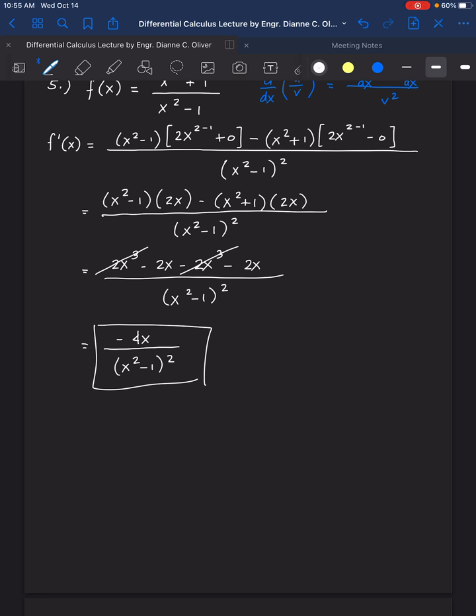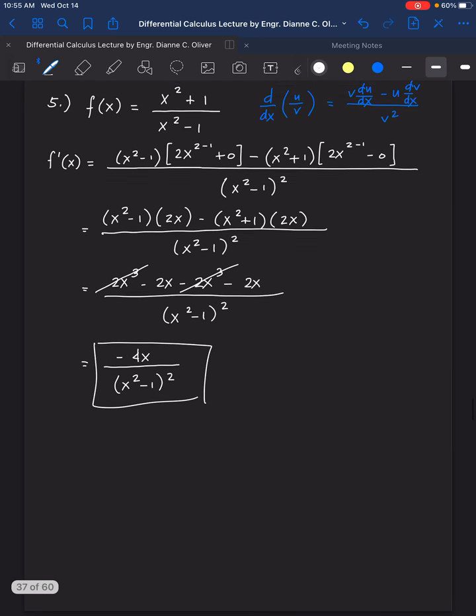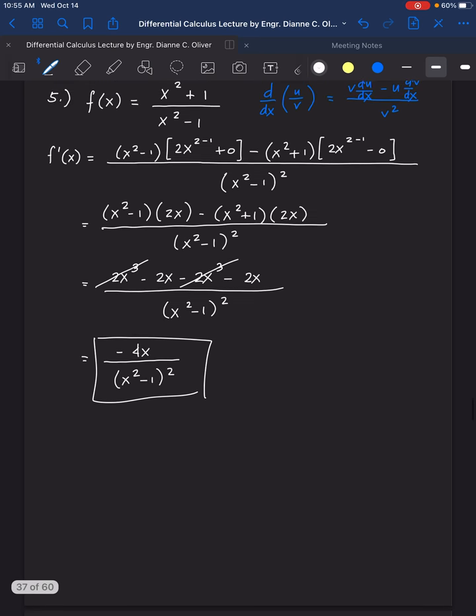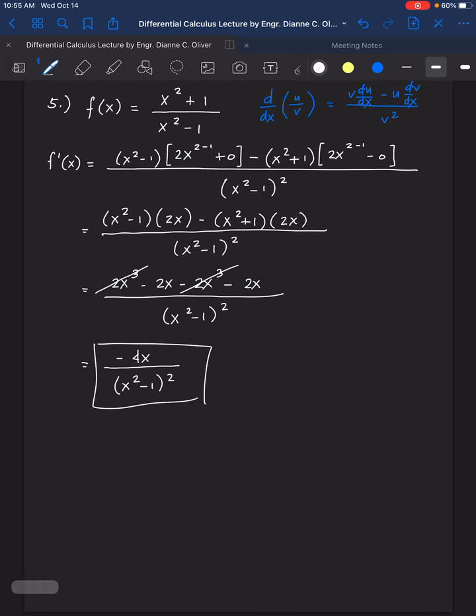Now, if you would like to try, you can try solving this by another method, since we are running out of time. We can use this form: f of x is equal to x squared plus 1 times x squared minus 1 raised to negative 1. Maybe you might want to try it and see if you could arrive at the same answer, negative 4x over x squared minus 1 squared.